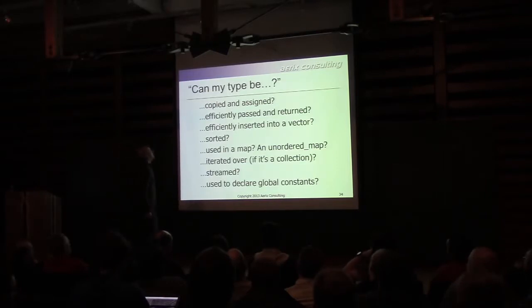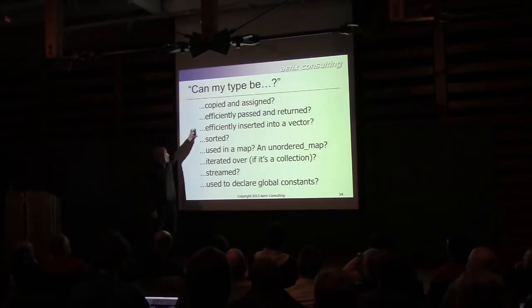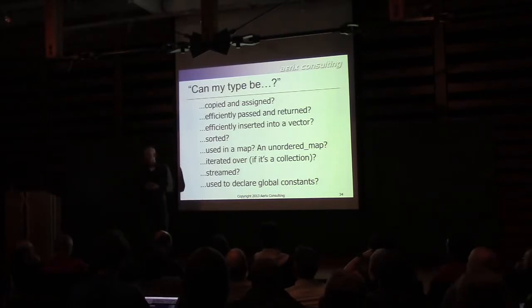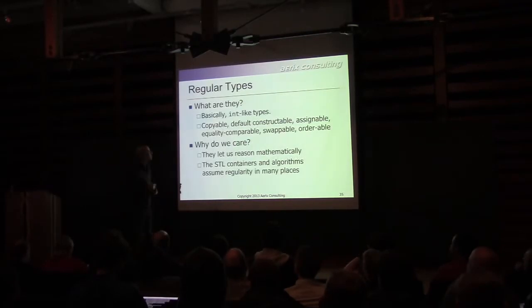Okay. Can my type be copied and assigned and efficiently passed and returned, efficiently inserted into a std vector? I have something very specific in mind when I say that, right? Talking about noexcept. Can it be sorted, used in a map, an unordered map? Can it be iterated over if it's a collection? Can it be streamed or used to declare global constants?